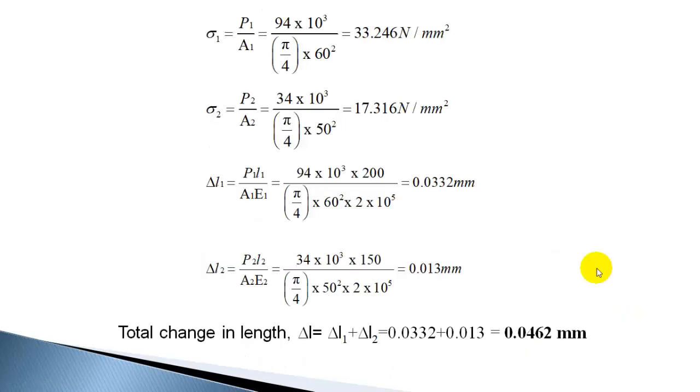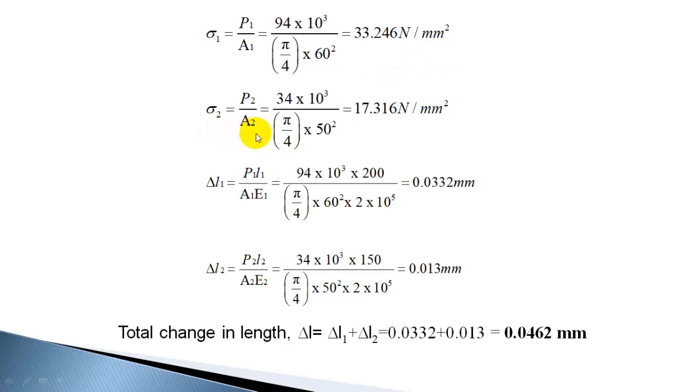After knowing the force in both the sections, you can find out the stress induced in both the sections. Stress is load divided by area, or resisting force divided by resisting area. Resisting force in the first section we identified as 94 kilonewton. It is 94 into 10 raised to 3 newton, converted kilonewton into newton. The area, since the diameter is given, area of cross section is pi by 4 into diameter square. Diameter of the first section is 60 mm. So pi by 4 into diameter square will give the stress as 33.246 Newton per mm square.